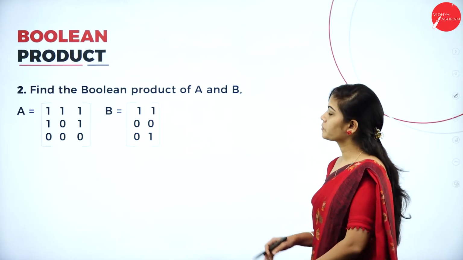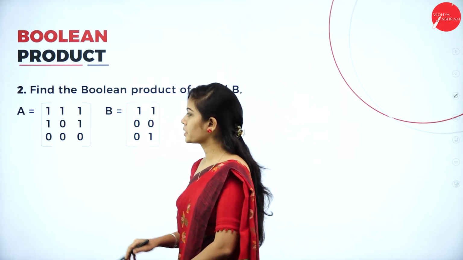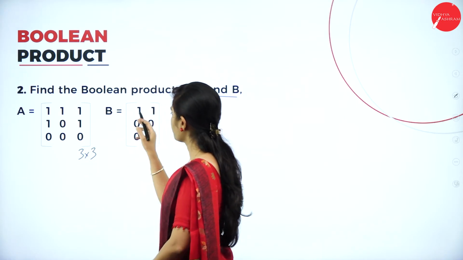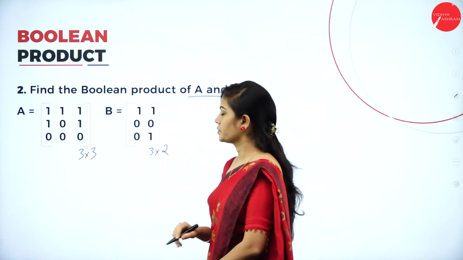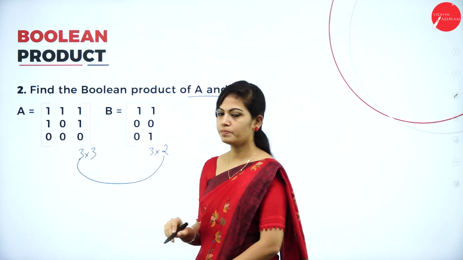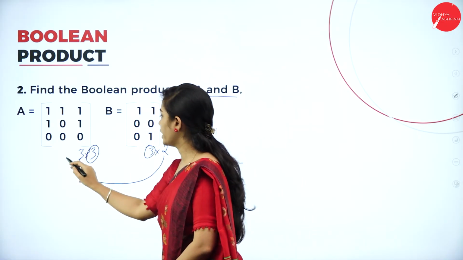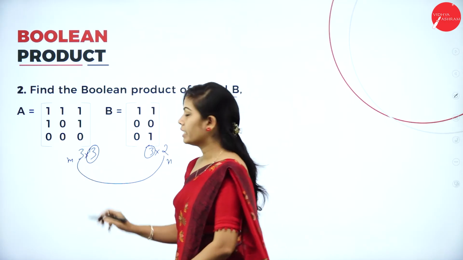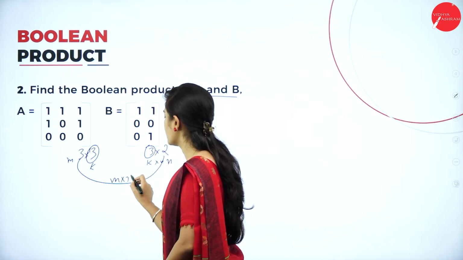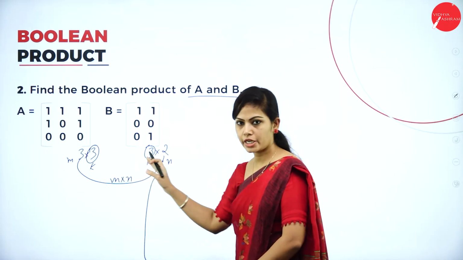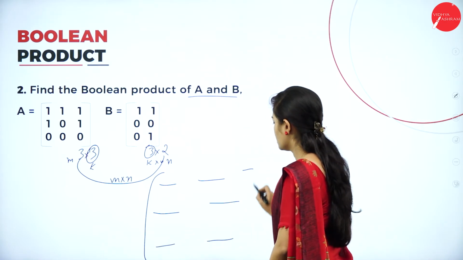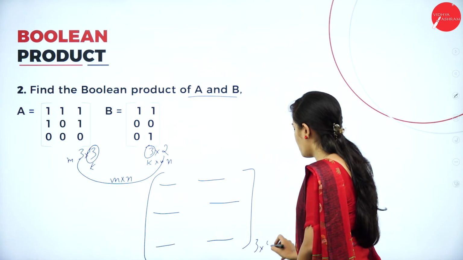And the next problem is to find the Boolean product of A and B. Here you have two matrices. It is a 3 cross 3 matrix. This is a 3 cross 2 matrix. So 3 cross 3 and 3 cross 2, so you will get 3 cross 2. So this is the m value and this is the n value. M into k and k into n, so you will get m cross n. Here in this problem you will get a 3 cross 2 matrix.